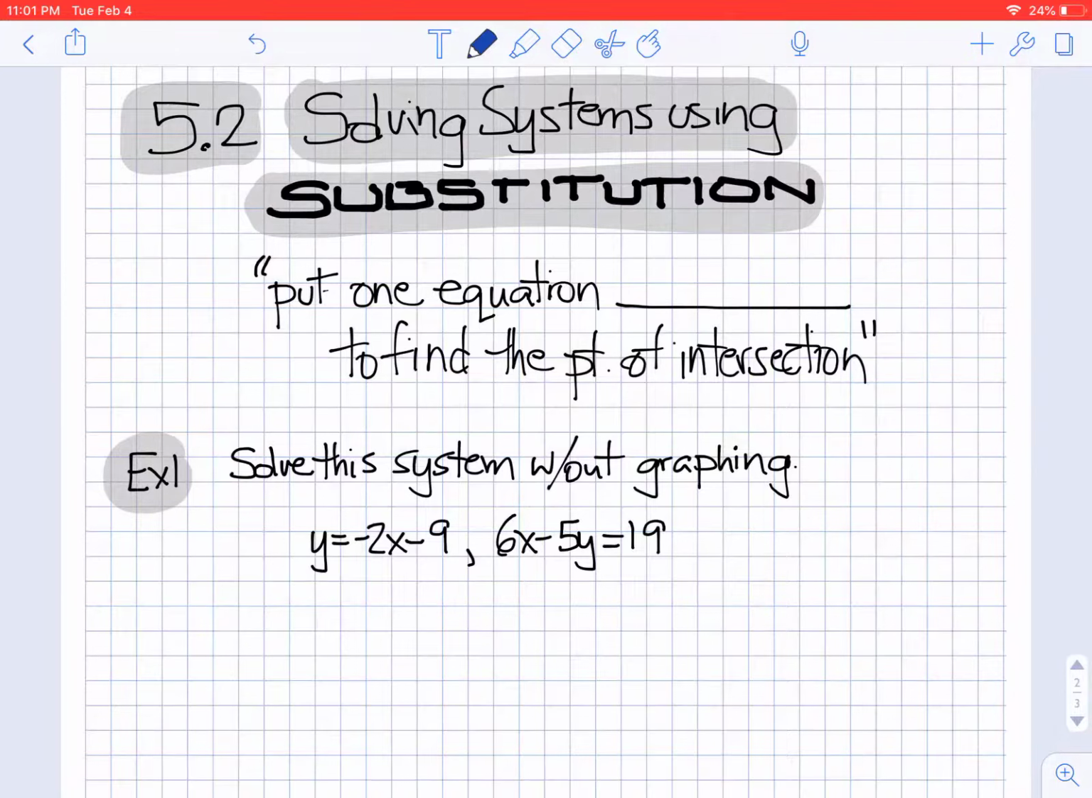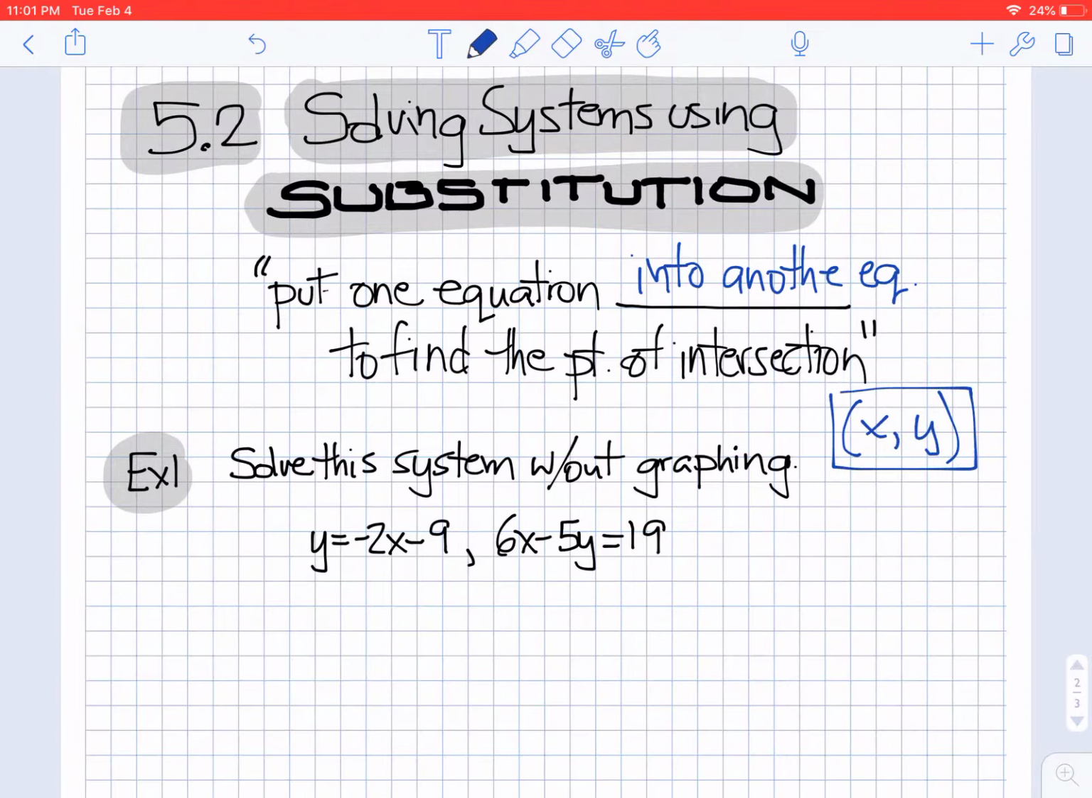Using a new method called substitution, we're going to put one equation into another equation. This will not require us to graph. Good news. The bad news is that we won't see the answer, we will just find an answer. Now keep in mind our answer will still look like a point, so there's going to be two values, an x value and a y value.